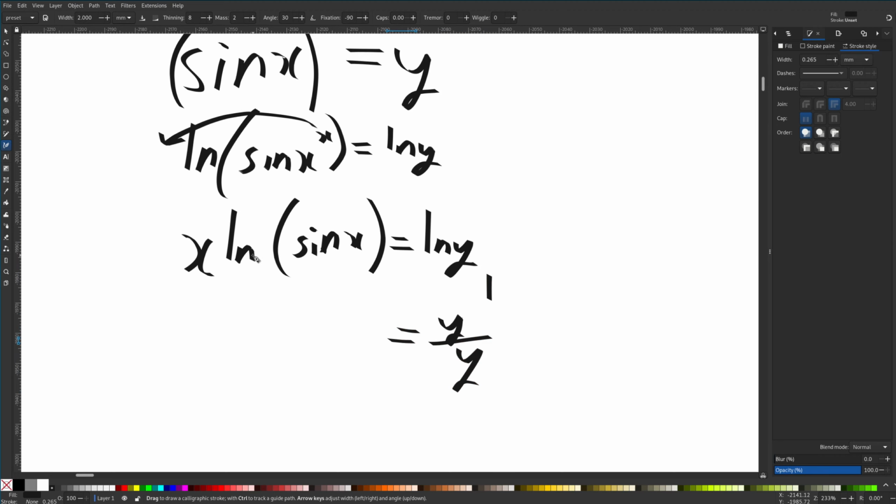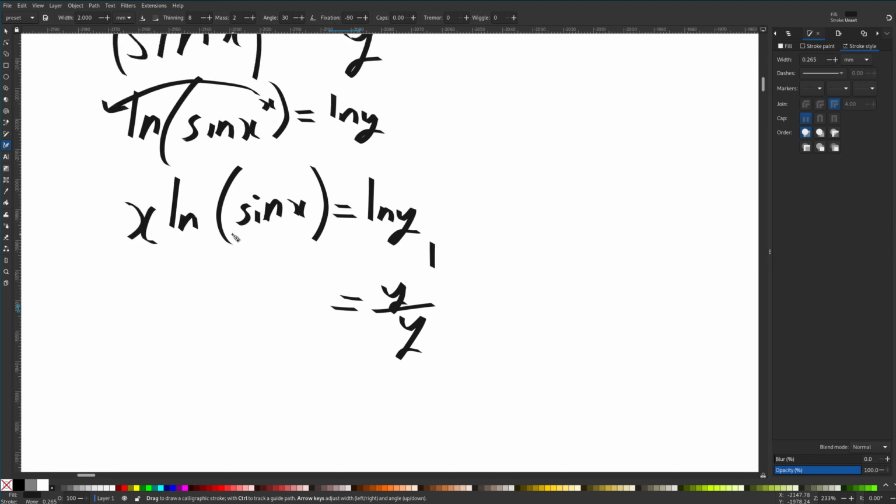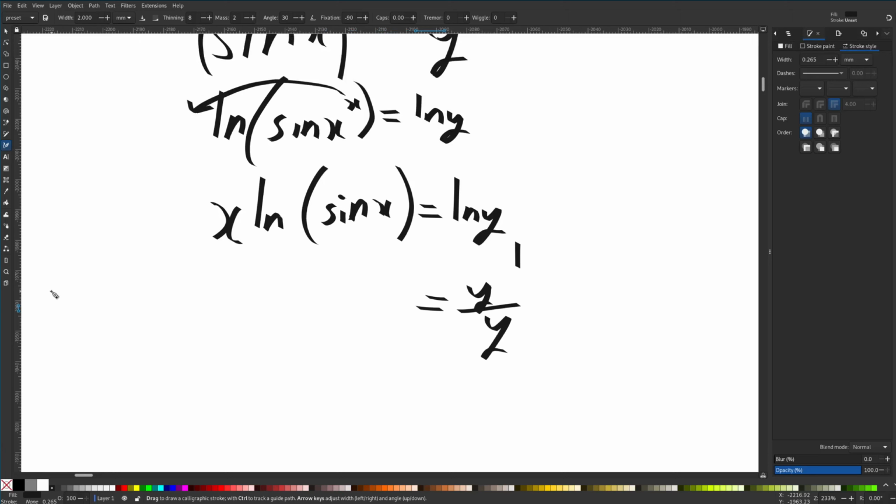Okay, and for our left-hand side, this is a product rule. So we're going to have x times the derivative of ln sin x prime plus 1, because the derivative of x is just 1, times ln sin x.